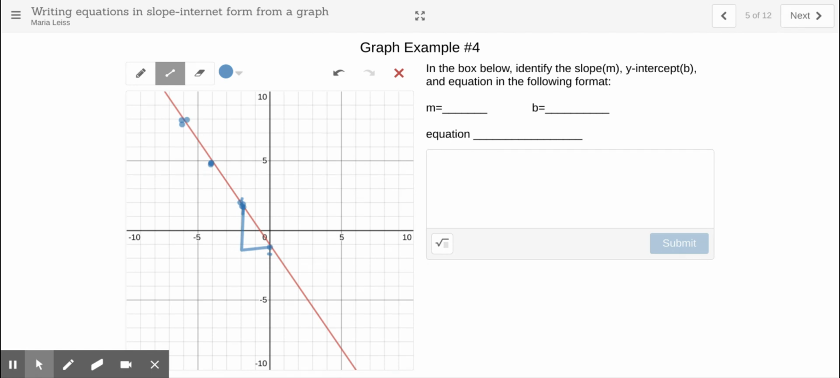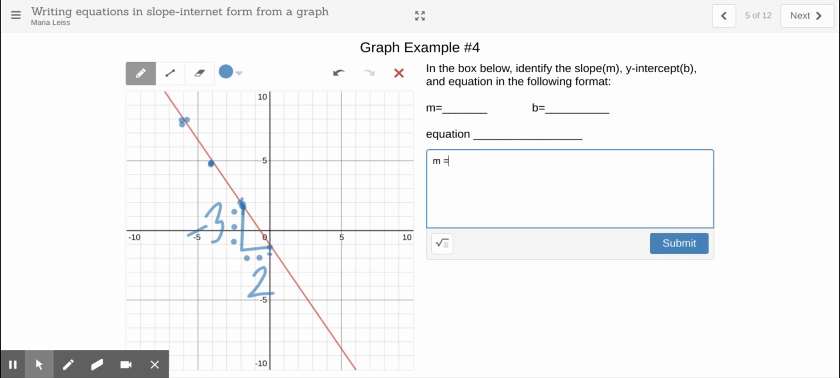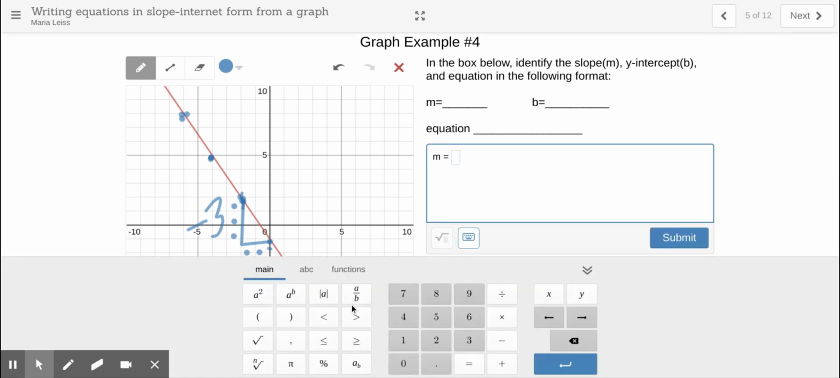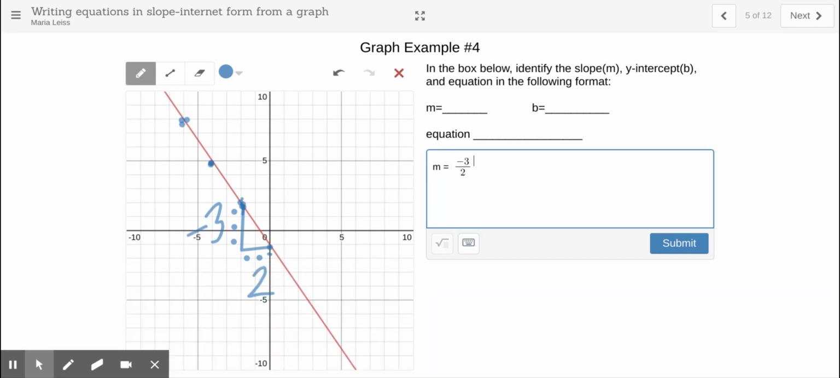1, 2, 3. So we've got a -3 because we're going down. 1, 2, +2. So over here for my slope, we got -3 because it's going down, +2. Our y-intercept is right there. So that's going to be a -1.